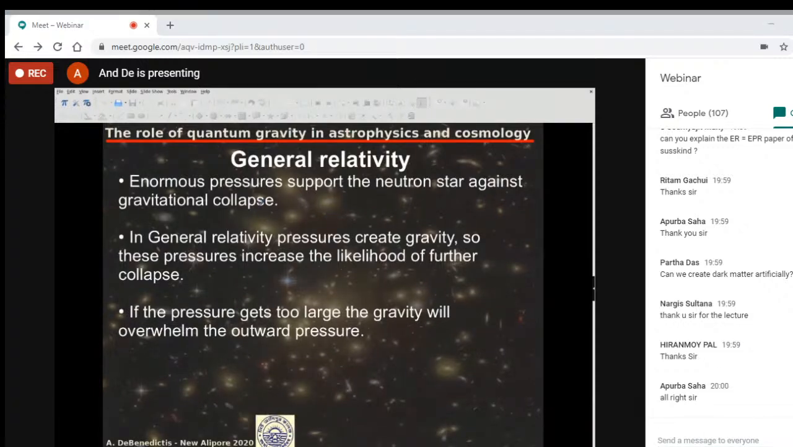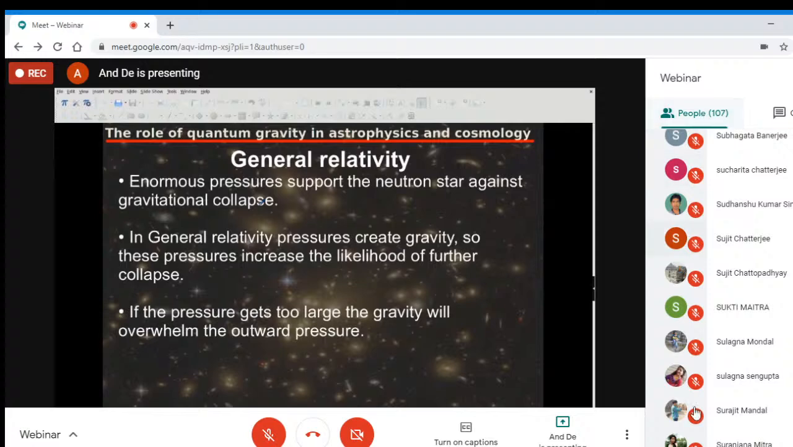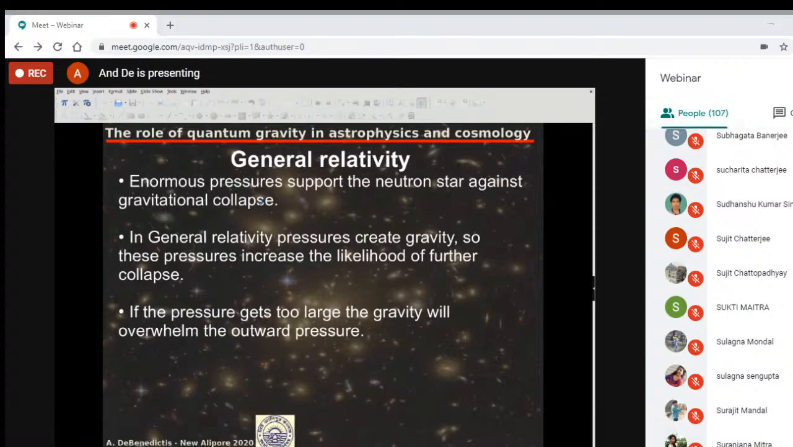Now, something interesting about general relativity, and Mehdi talked about this in the previous talk a little bit, is the pressure. You'll remember he mentioned pressures in his talk. Well, as you can imagine, a neutron star is very dense. There is a lot of gravitational pull on this neutron star, trying to pull it inward. What is holding the neutron star outward is pressure, degeneracy pressure, things of that nature.